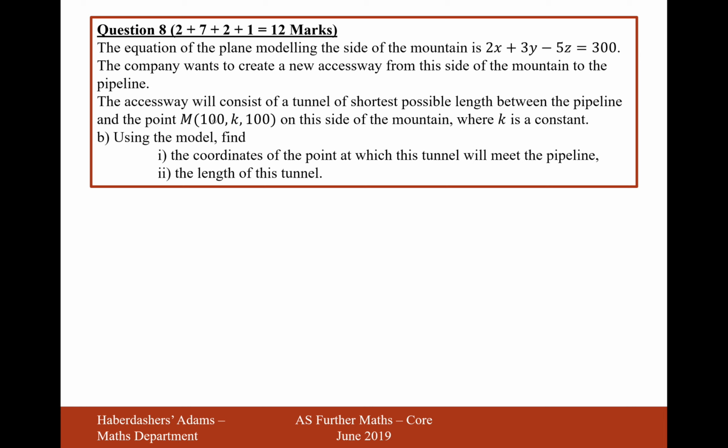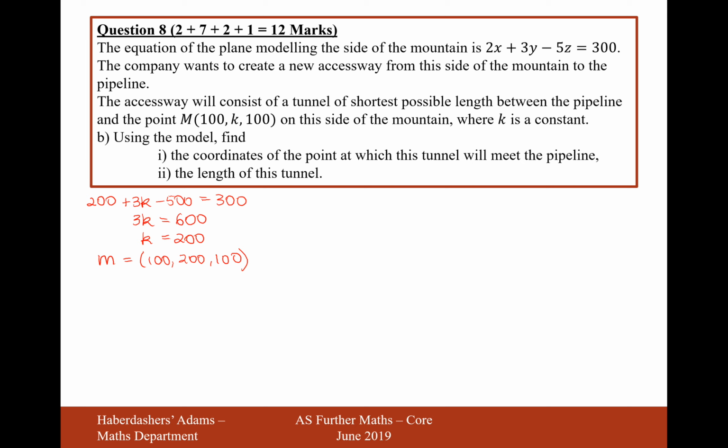first of all then, let's work out what this k value is going to be in coordinate M. Now given that M is a point on the side of the mountain, and the side of the mountain has this equation at the top here, we can work out k using that. So it's going to be 2 times 100, so 200, and then k times 3, so 3k, and then minus 500 equals 300. So that's going to mean that 3k equals 600, so therefore k equals 200. So therefore we now know that coordinate M is equal to (100, 200, 100).